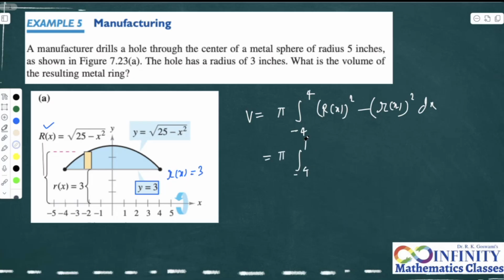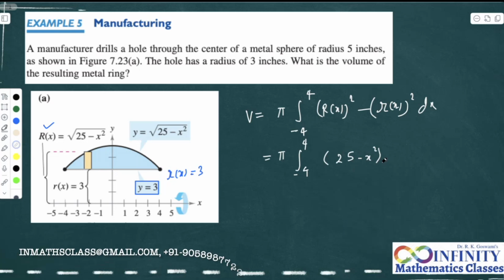Now, the only issue here will be just plug the value. R(x) is given to you within square root. So when you just square this, the square root will be cancelled. And r(x) is going to be simple. r(x) is going to be 3. So it is 3 square.